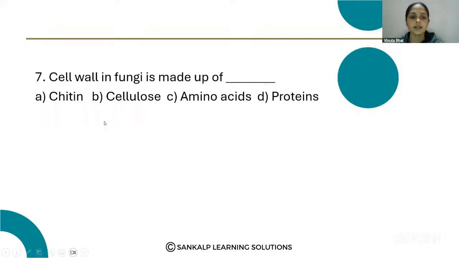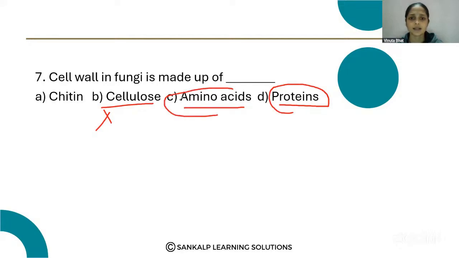Next question. The cell wall in fungi is made of chitin, cellulose, amino acids, or proteins. So what is the correct option? Cellulose is not the chemical composition of the cell wall of fungi. Amino acids and proteins are also not the cell wall composition of fungi. So the correct option is option A, chitin.